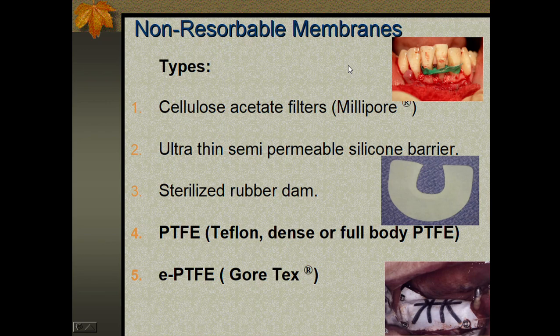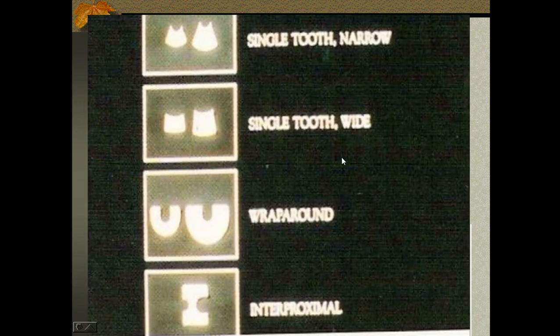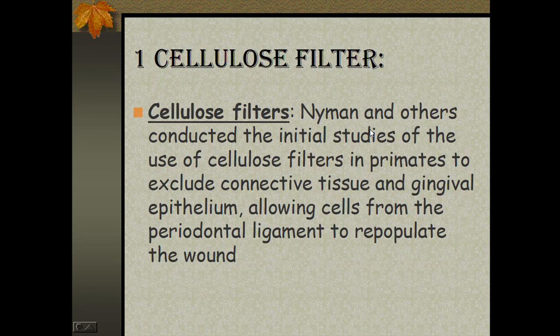Starting with non-resorbable membrane. The non-resorbable membranes are cellulose acetate filter, which is available in the market as Millipore, and polytetrafluoroethylene. It is available in various shapes: single tooth narrow, single tooth wide, wraparound and interproximal. Cellulose filter: Nyman and others conducted the initial study of the use of cellulose filter in primates to exclude connective tissue and gingival epithelium, allowing cells from the periodontal ligament to repopulate the wound.